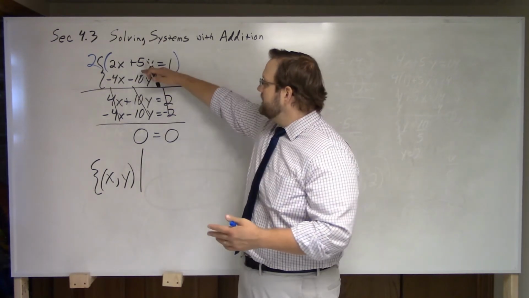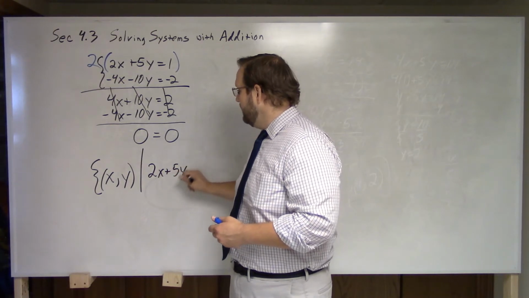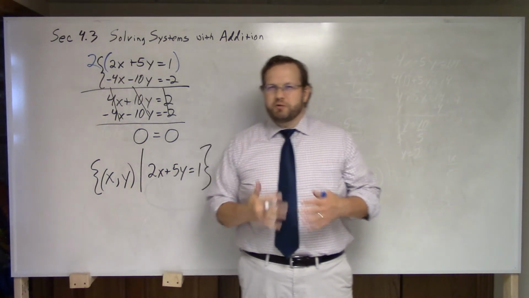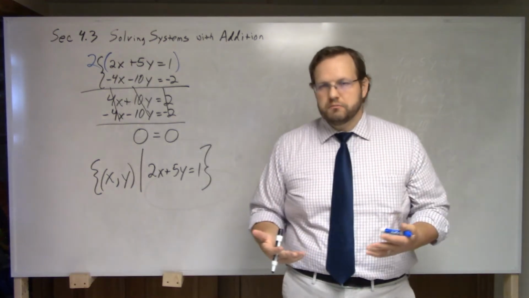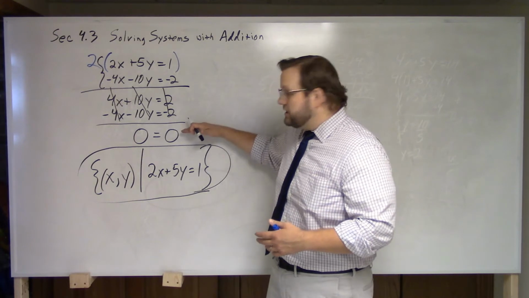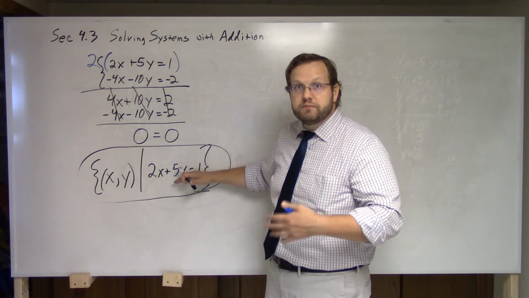I'm going to go with this top one here. 2x plus 5y equals 1. We try to use the equation with the smaller numbers just because they're smaller, nicer numbers. Okay? And that's it. That is your answer. This is your result. This is the interpretation of that result which gives you the answer.